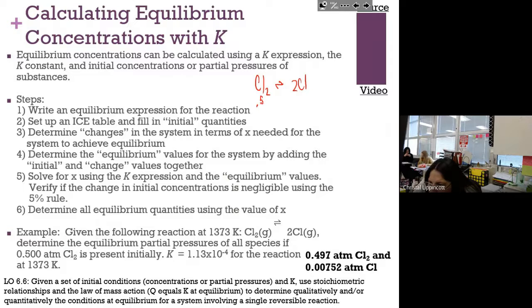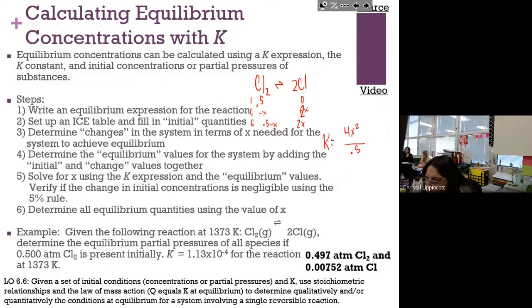This is 0.5 initially present, they didn't have any of this. So ICE, this is going to lose X, and this is going to gain X. So 0.5 minus X, and this will be X, but this is actually 2X. Sorry, 2X. There we go. And then we have our K value. So our K was given. That's going to equal our product squared, so that's going to be 4X squared over 0.5.